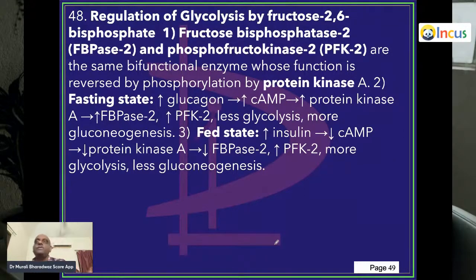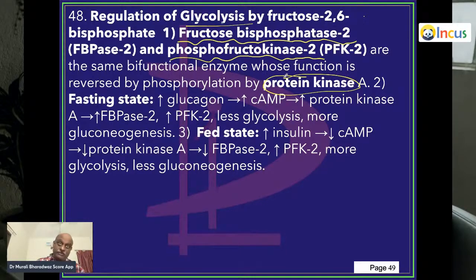Now, how does fructose 2,6-biphosphate regulate glycolysis? Let's look into this story. So there are two enzymes, doctor. One is called fructose bisphosphatase 2 and the other is phosphofructokinase 2. They are both the same bifunctional enzyme, right? And in turn, they will be either in a phosphorylated form or a dephosphorylated form. It depends on whether protein kinase A is causing phosphorylation or not.